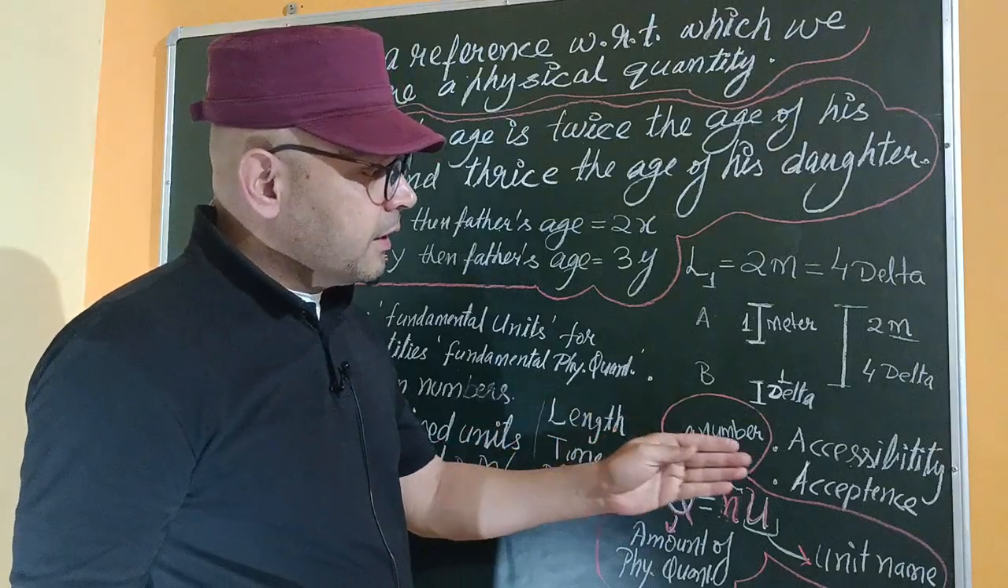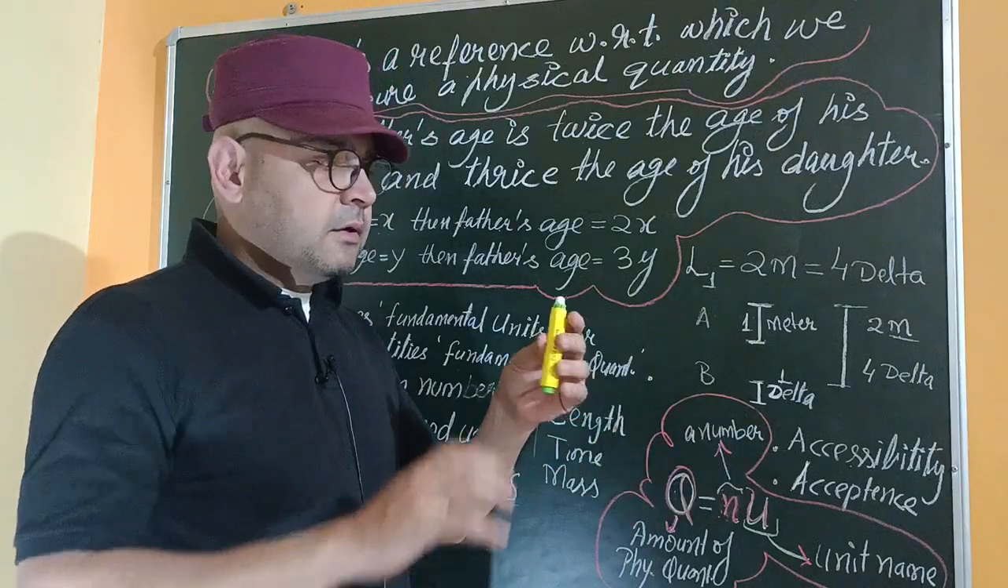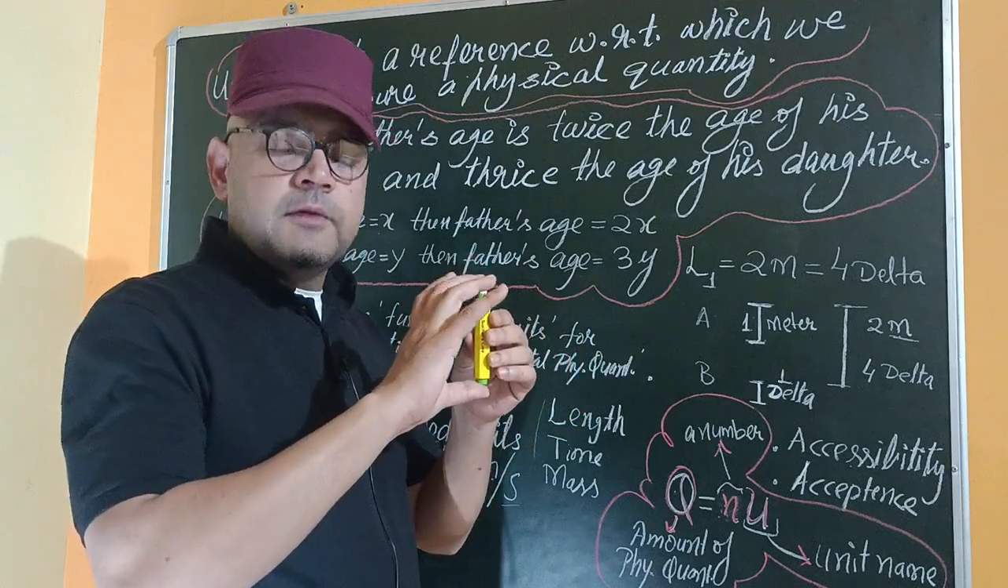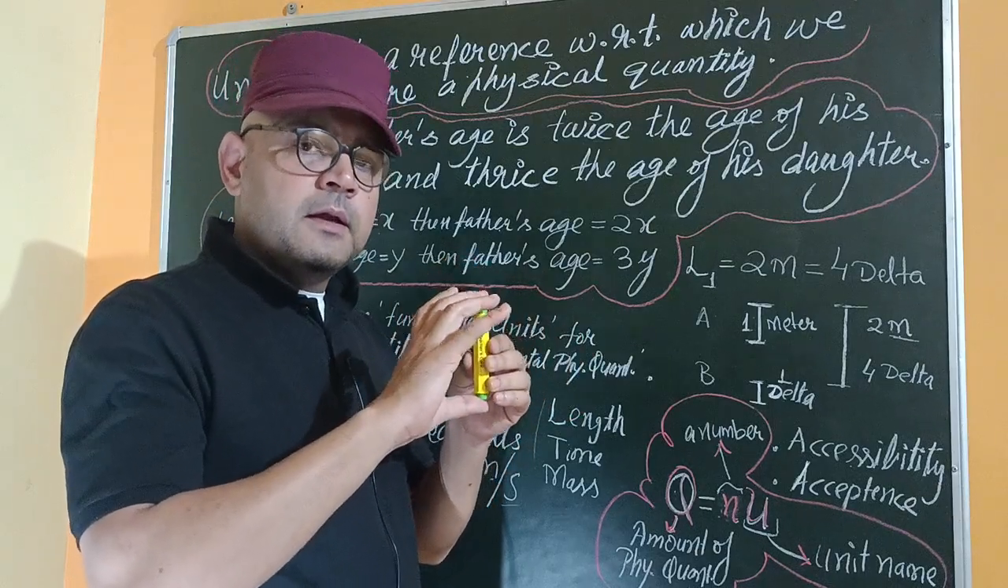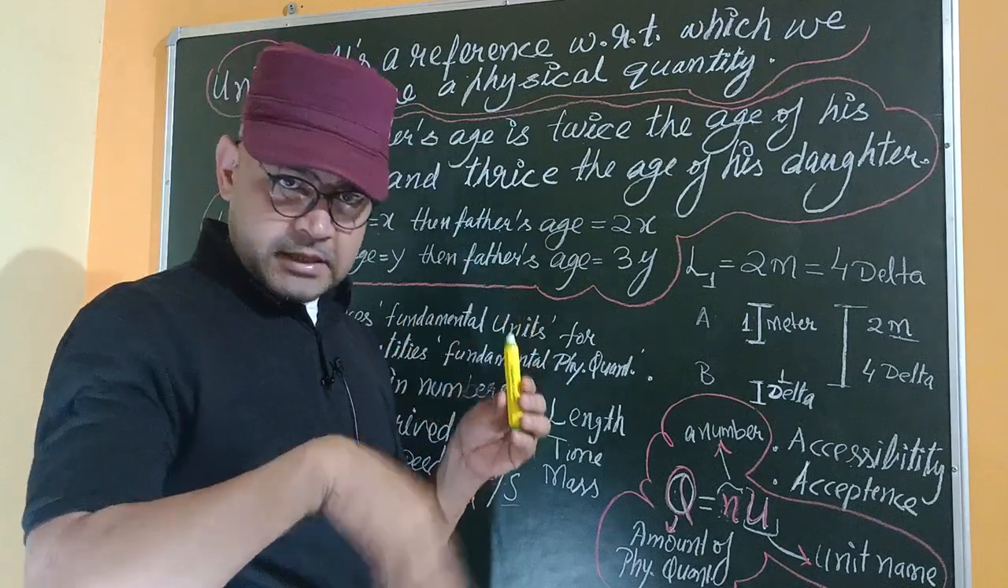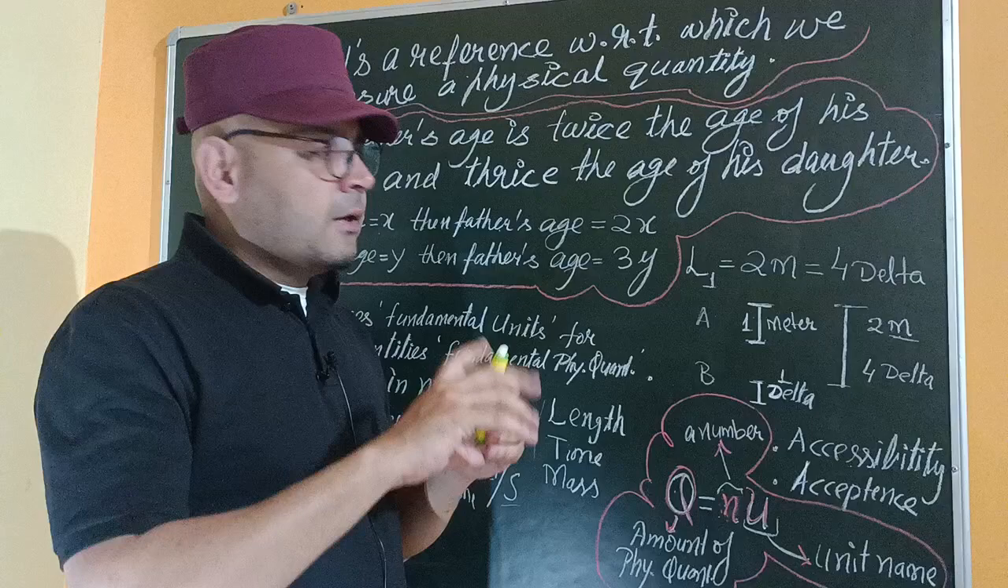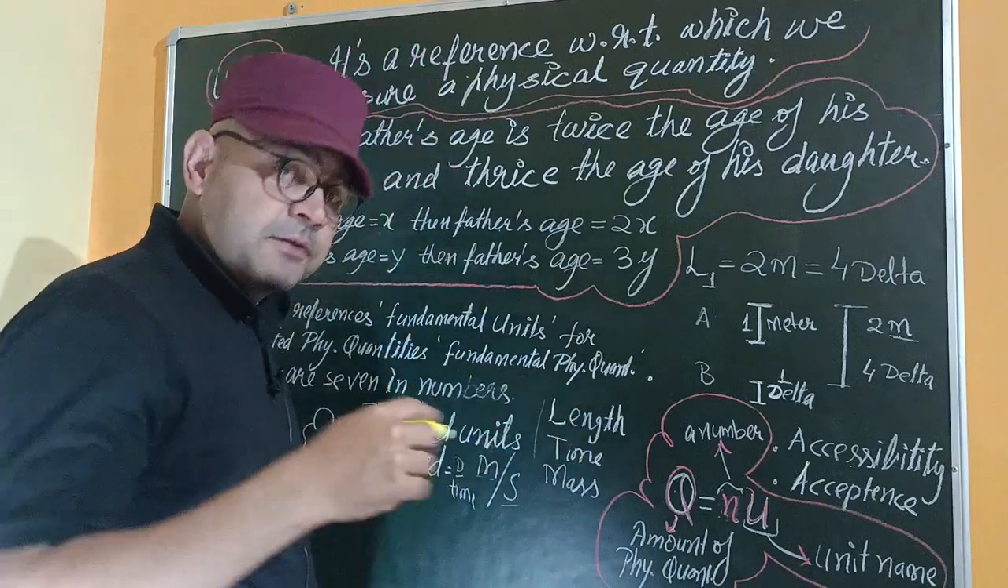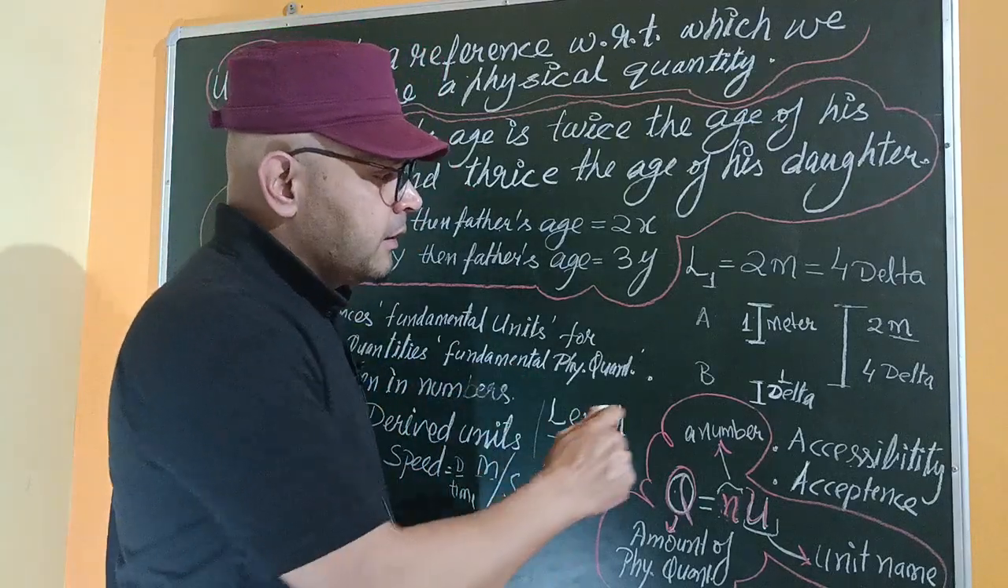Now the second thing is acceptance. Everyone should accept that this will be called 1 meter, otherwise it will have no significance, or forgery will not actually be prevented in this measuring terminology.